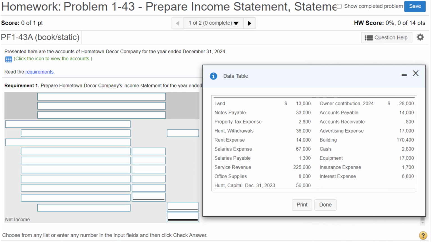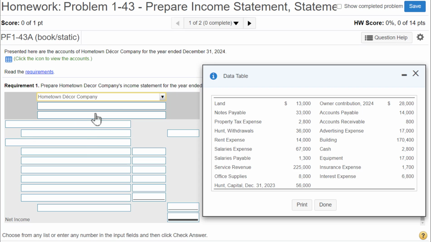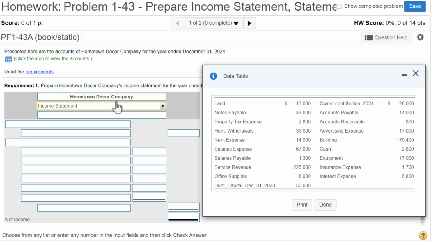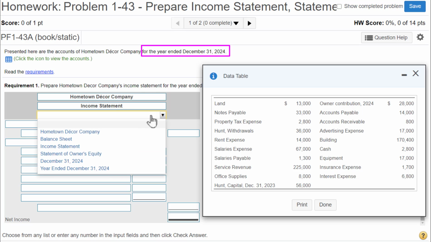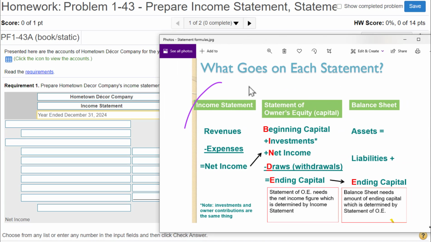As always, the three-line heading has as the first line the name of the company, so that is Home Decor Company. The second line is the name of the statement we're creating, which is the income statement. And the third line is date related. They want us to create it for the year, so for the year ended December 31st. And then again, we need to remember what the formula is: revenues minus expenses.